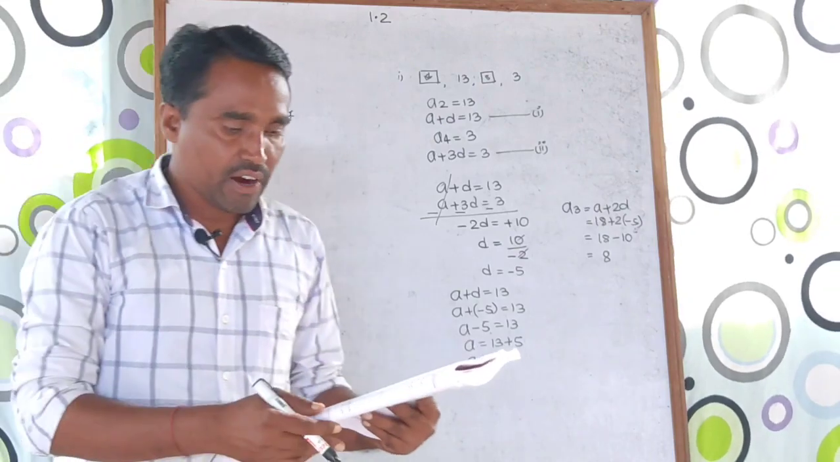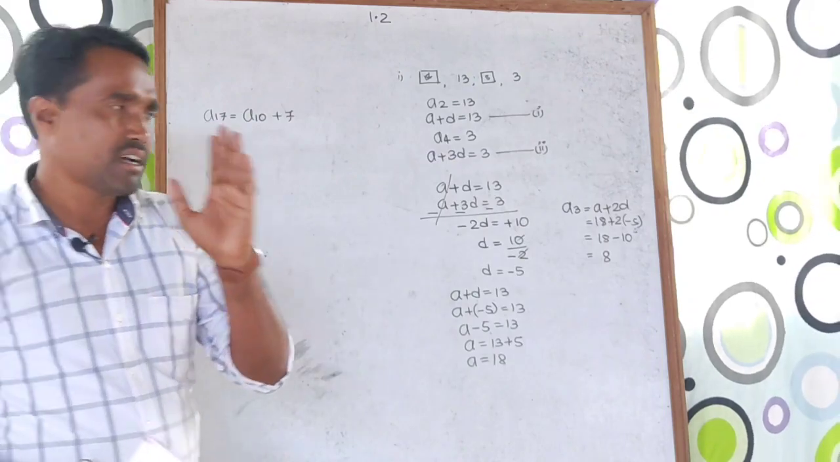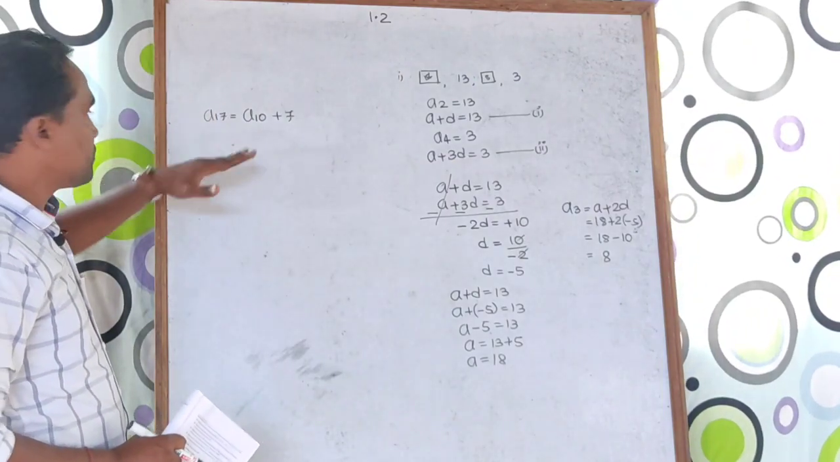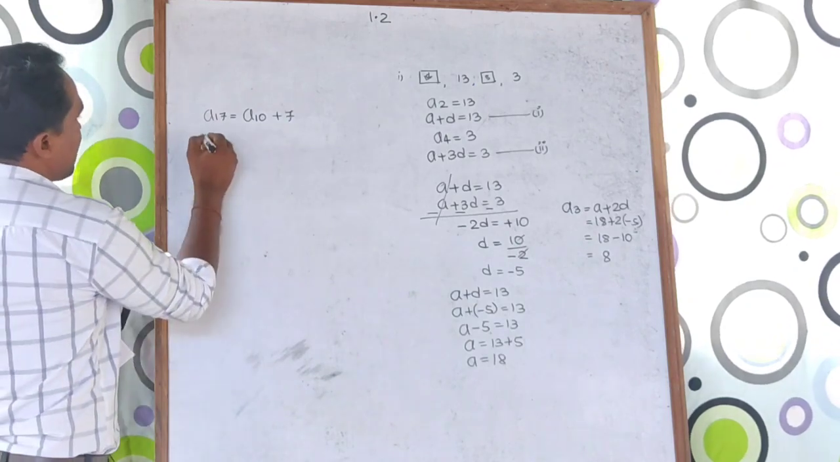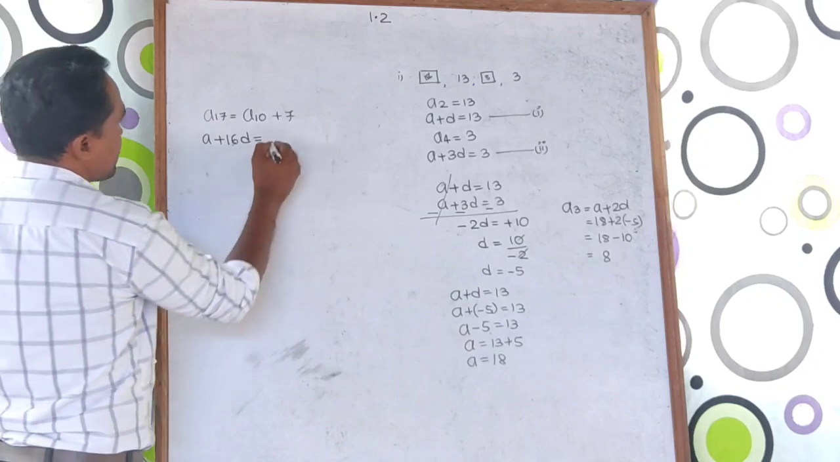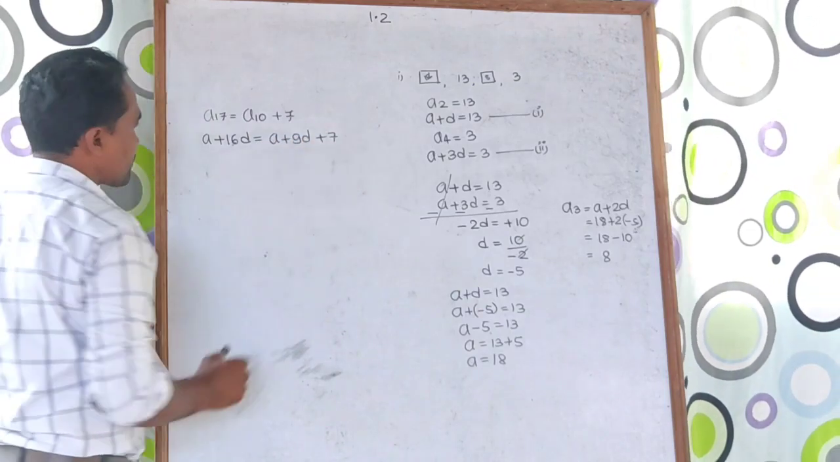Now the question is to find the common difference. Common difference means you should find out D. Let's see how to do it. First, is it clear now for each and everyone? I hope so. 17th term means A plus 16D. 10th term means A plus 9D plus 7.